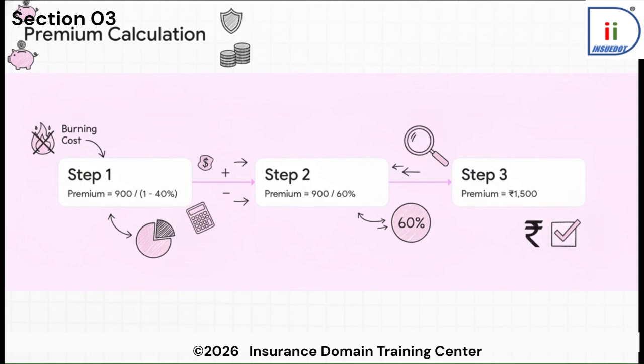In step 1, we take our burning cost of 900 and we divide it by 1 minus our total cost elements, which is 40%. Moving to step 2, 40% leaves us with 60%. So we are basically dividing 900 by 60%. And finally, in step 3, 900/0.60 gives us a final correct premium of 1,500 rupees. But we should probably double check our work just to be totally sure.